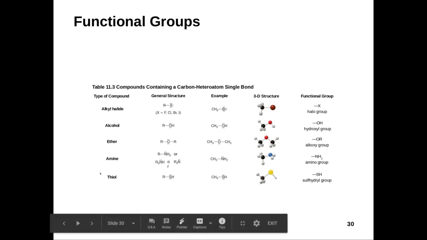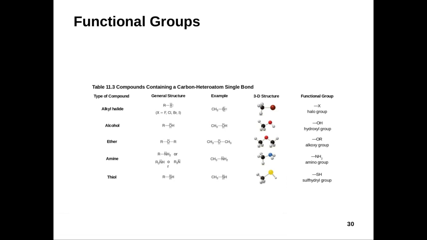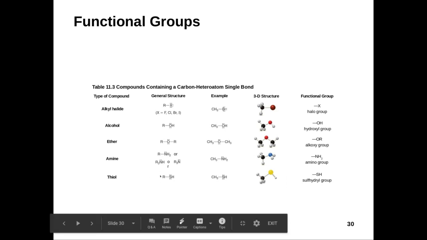And then finally, we have, again, another easy one to spot. It's a thiol group. A thiol group is designated with the hydrocarbon R bound to an SH, so a sulfur bound to a hydrogen. Again, pretty easy to spot.